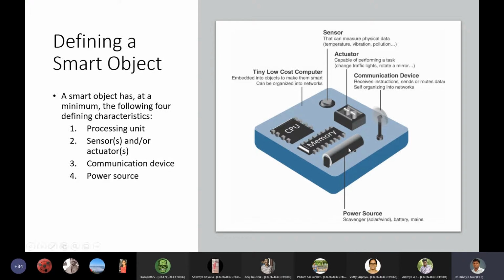The diagram you're seeing on the right-hand side is what a smart object is about. A typical smart object will have all these units. It will have a computing system built into it. It will have sensors and actuators to interact with the environment around it. It will typically have some kind of power supply built into it, and it will also have some communication device.